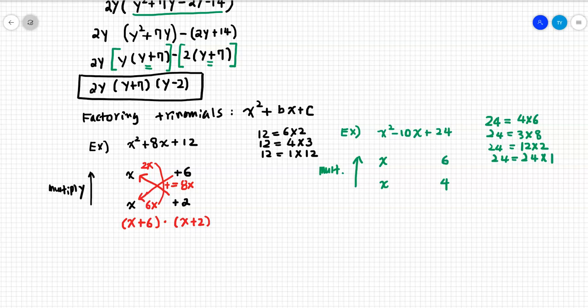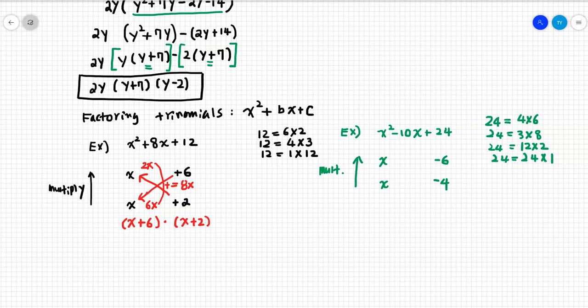6 and 4. Now remember that we're going to have to take care of the sign over here, right? Now we could have a plus plus just like the previous problem, but we're going to have to end up with a minus in the middle. So I'm probably going to use both minus here. Why? Because if I multiply vertically, minus 4 times minus 6, I get positive 24.